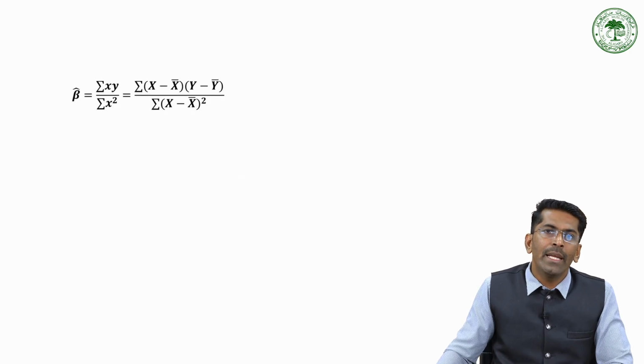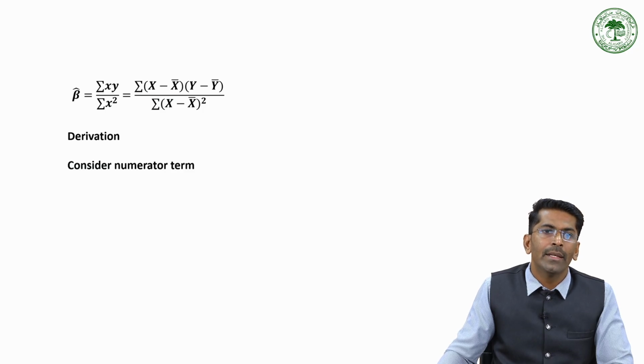What is the value of beta hat, which is equal to sum of xy divided by sum of x square, which we already derived earlier, which is equal to sum of x minus x bar into y minus y bar, whole divided by sum of x minus x bar square. Now here, first we are going to consider the numerator term, that is sum of xy.